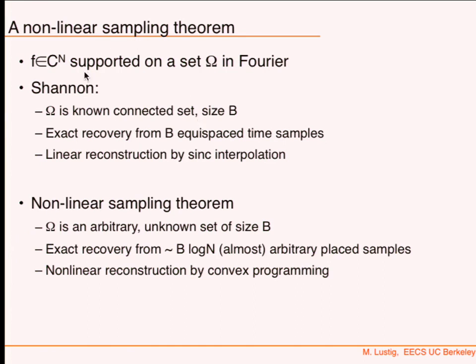For this case of compressive sampling, this is a nonlinear sampling theorem, where basically your set is arbitrary. It's unknown, but it has a certain size. It's not necessarily connected. And then you can get exact recovery from B log n almost arbitrary placed samples. So it has to have this incoherency associated with it. And the reconstruction is done by nonlinear reconstruction by convex programming, as opposed to just doing a sinc linear interpolation. Okay, so that's the difference.